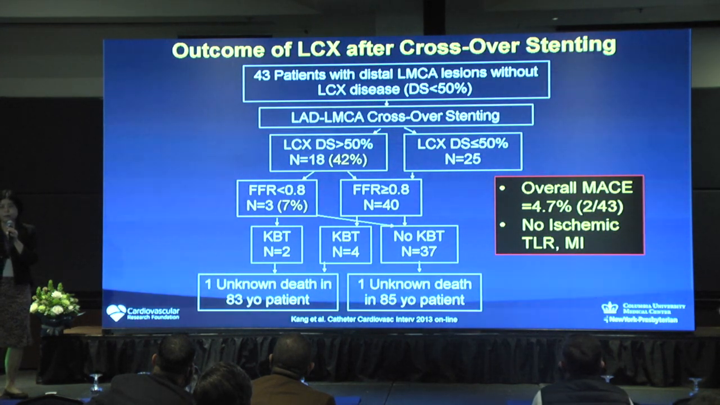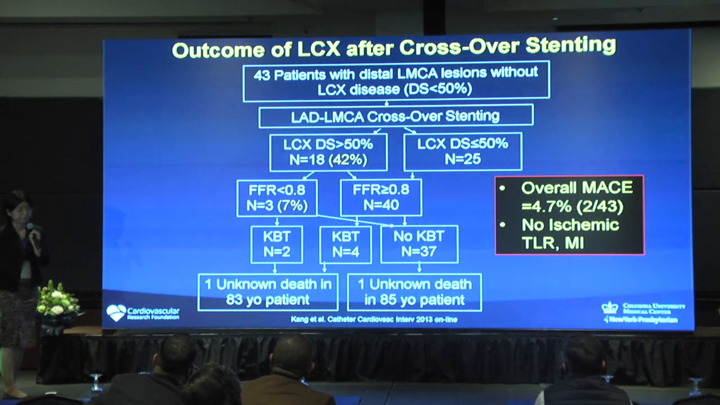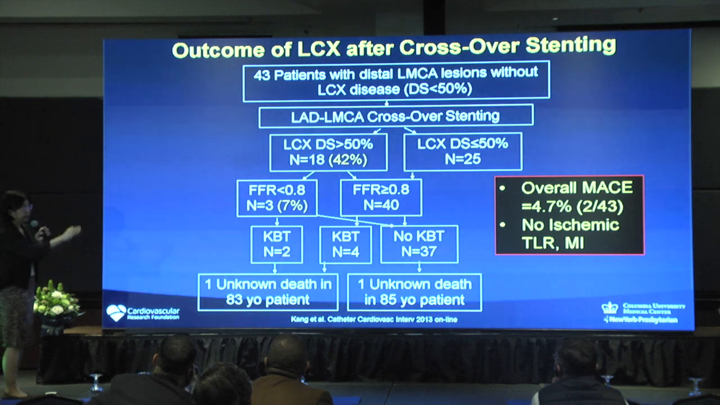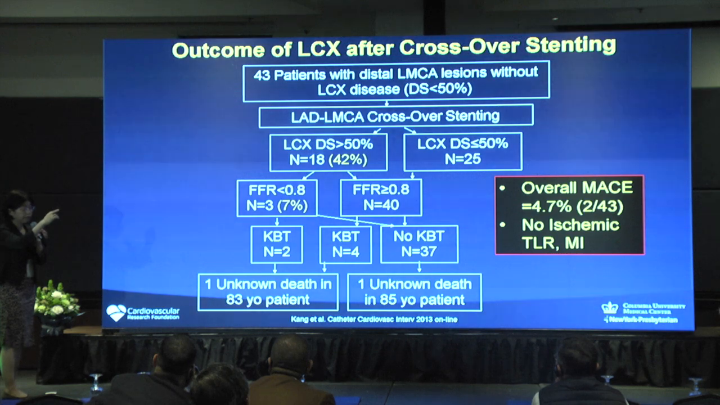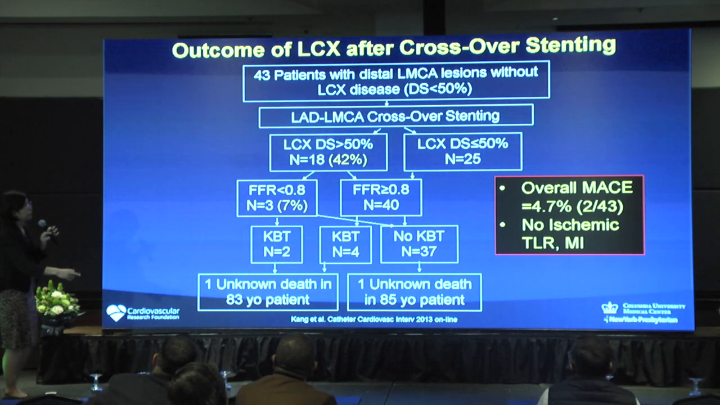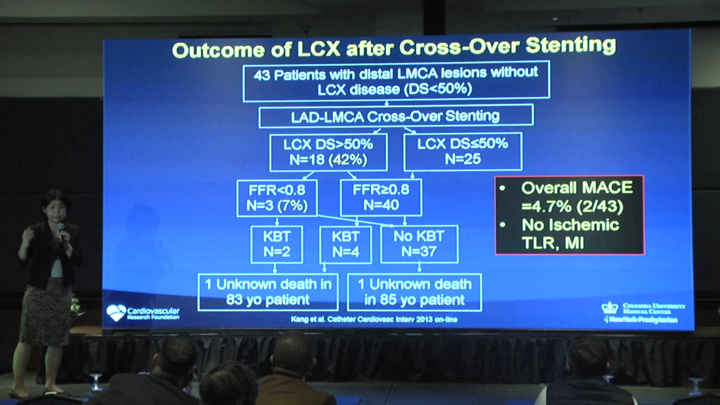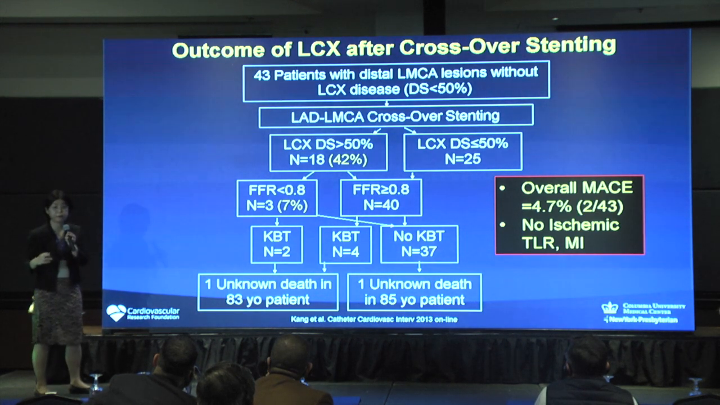But if you confirm the side branch is clean, how can you predict? This is very important data from Korea. So they confirmed the circumflex ostium is clean. So they did the provisional, and then they found angiographic diameter stenosis of more than 50 in 42%. And then they did the FFR, and FFR negative is most. And then ultimately, out of 43 patients with mild disease of the circ, at the end of the procedure, they found only 7% having FFR positive.